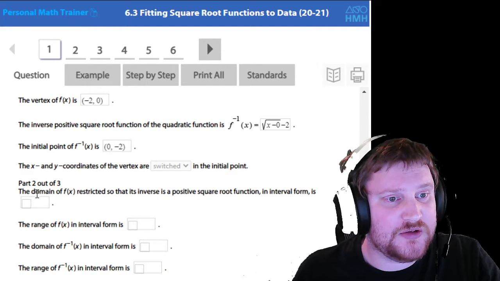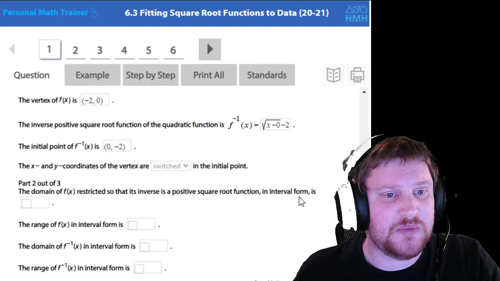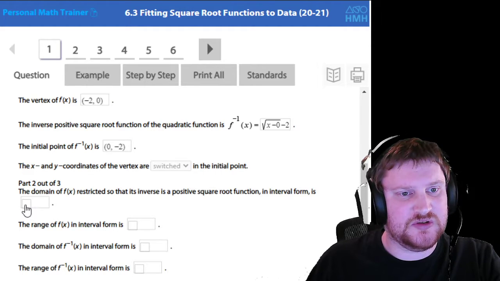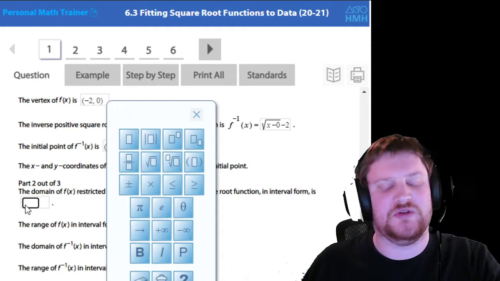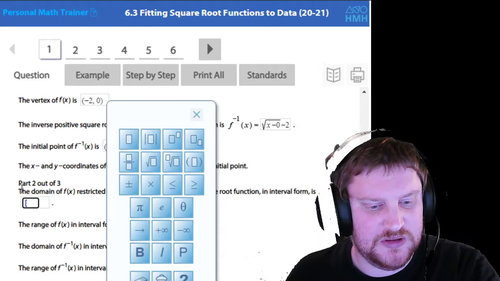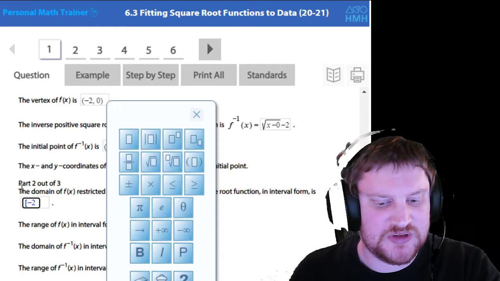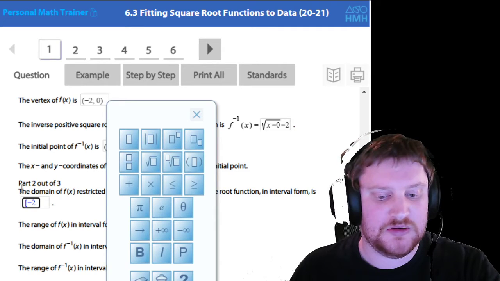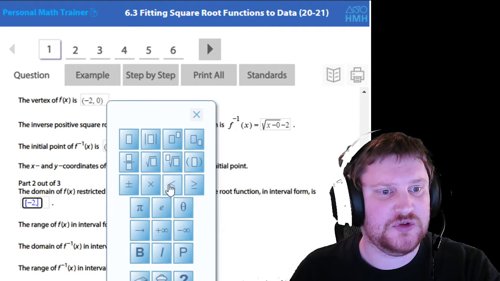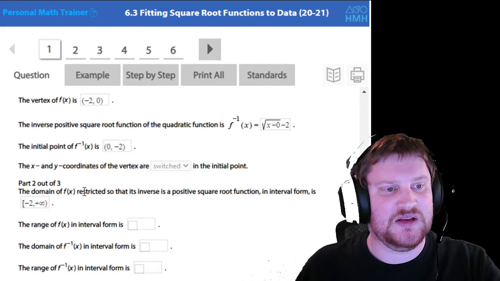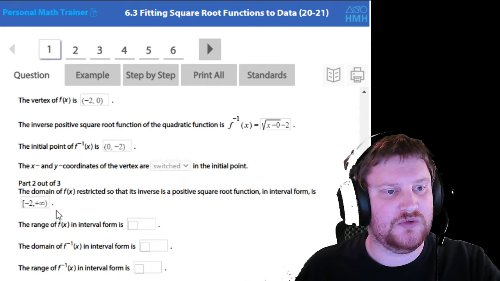So let's keep going. The domain of f of x is restricted so that its inverse is a positive square root function. The interval form is... Oh, they want us to restrict it, but they want us to give that in interval form. So that's going to be negative 2 is the smallest x. Remember, you're taking the x value of the quadratic, and that's going to be negative 2 up into positive infinity. Don't forget that it can equal the negative 2, but you can never equal infinity.